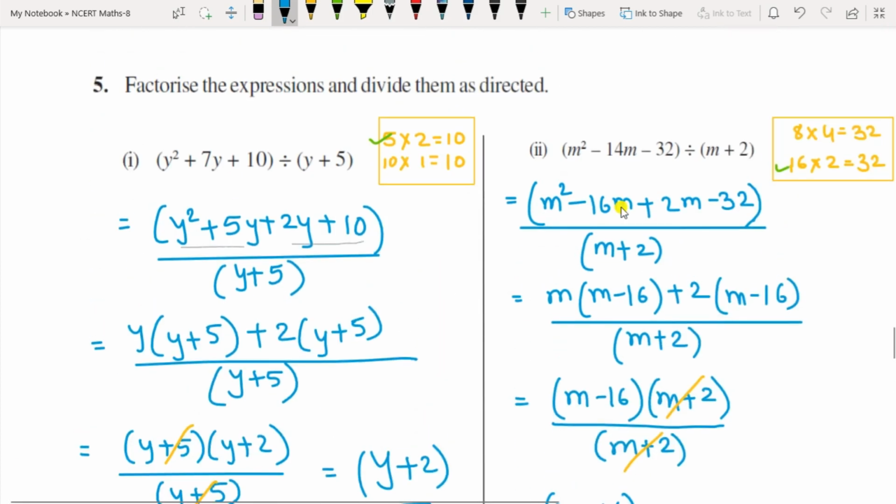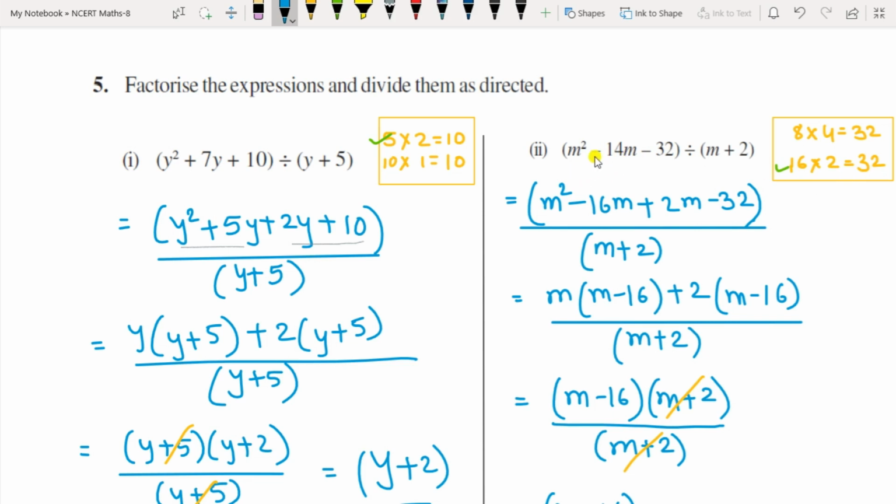This one is also the same. Here it is 32. 1 32s is 32, so it comes in the table of 4. 4 8s or 8 4s are 32 and 16 2s is 32. But since we need 14 as the middle term, you have to take 16 and 2, because subtracting 16 and 2 you get 14. On adding or subtracting these two we don't get 14. So you have to take this table.